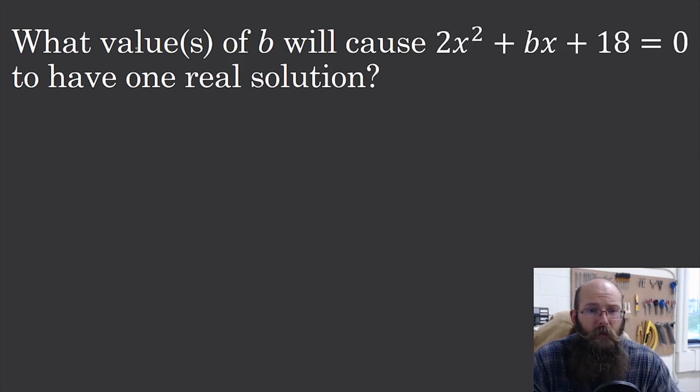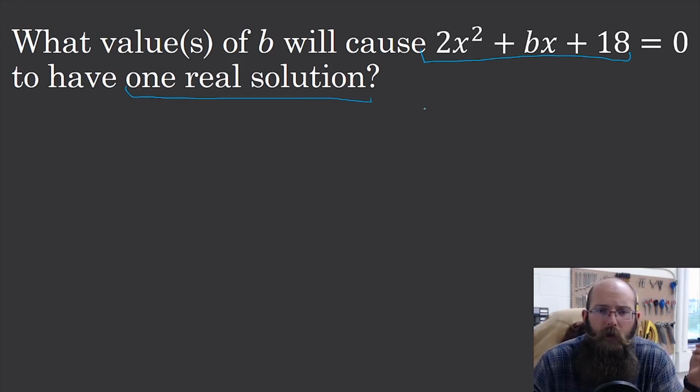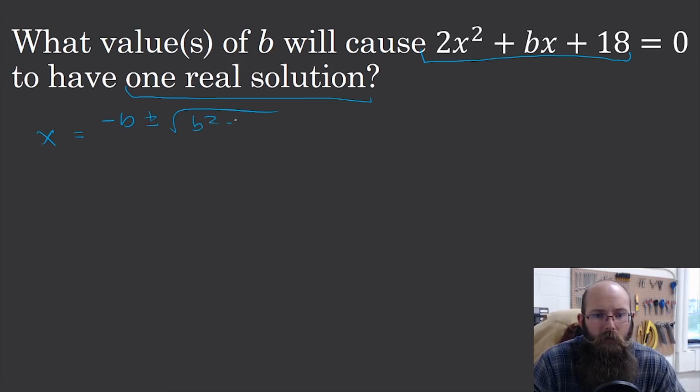Okay, now in this one, what value or values of b will cause this thing to have one real solution? You could go back and look at that slide I had up that had the cases, right? But I'm looking at my discriminant. One real solution means if I have my quadratic formula, plus or minus the square root of b squared minus 4ac. Yeah, sing it, folks. It's good for you. Our middle schools teach them a song.